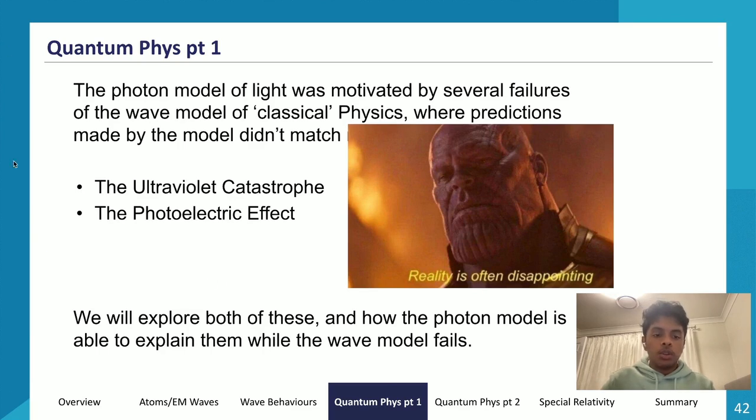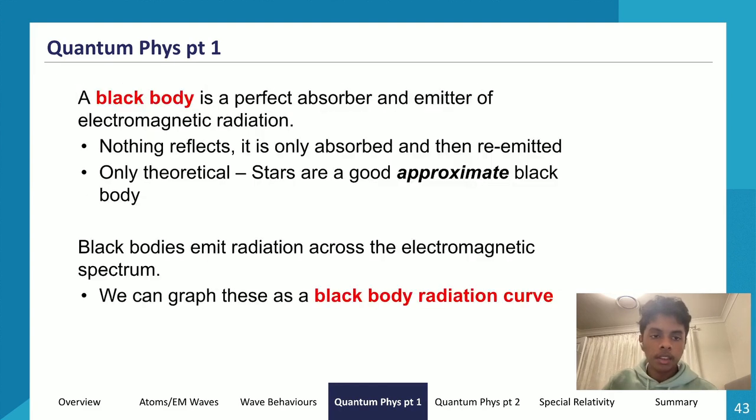So the two things that the classical wave model failed to explain or account for are known as the ultraviolet catastrophe and the photoelectric effect. We'll go through this in detail, and you will be tested on the photoelectric effect, especially. The ultraviolet catastrophe is more of a content dot point, but for the photoelectric effect, they can ask you questions on it, like calculation questions. But before that, let's go into the concept of a black body.